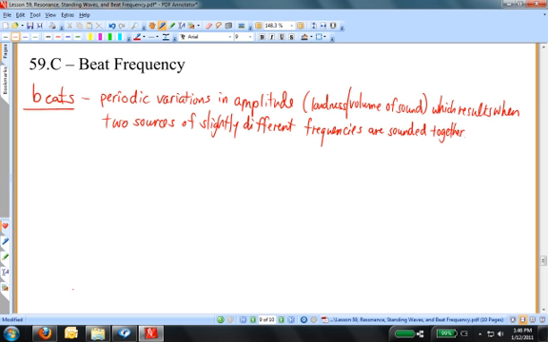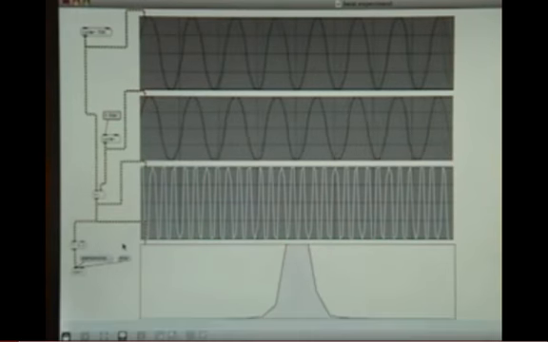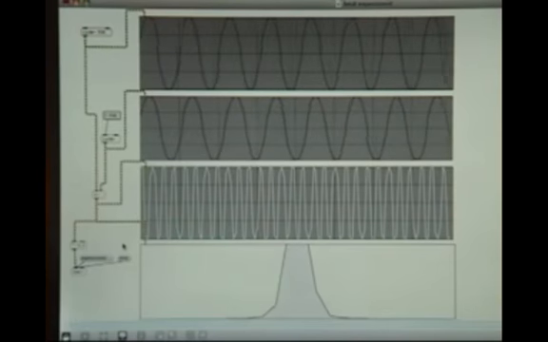There is a graphical way that this is displayed, usually on an oscilloscope, and your text attempts to show this on page 572, and here is an illustration of that. So in this experiment, I'm going to demonstrate beat frequency and what it looks like and what it sounds like.